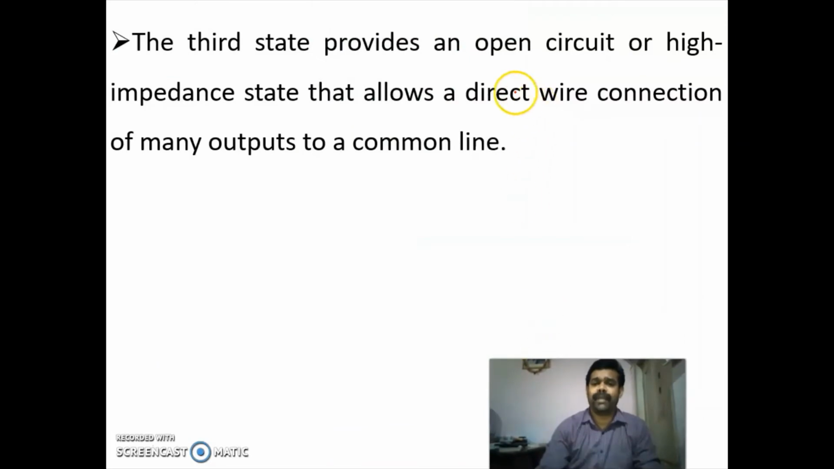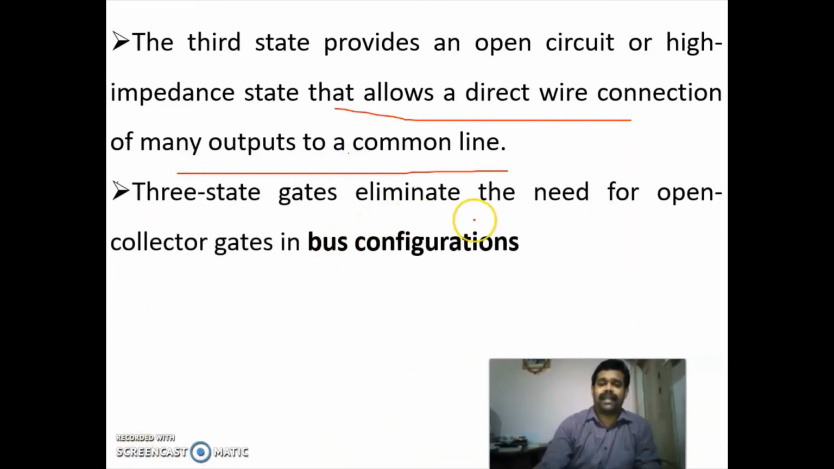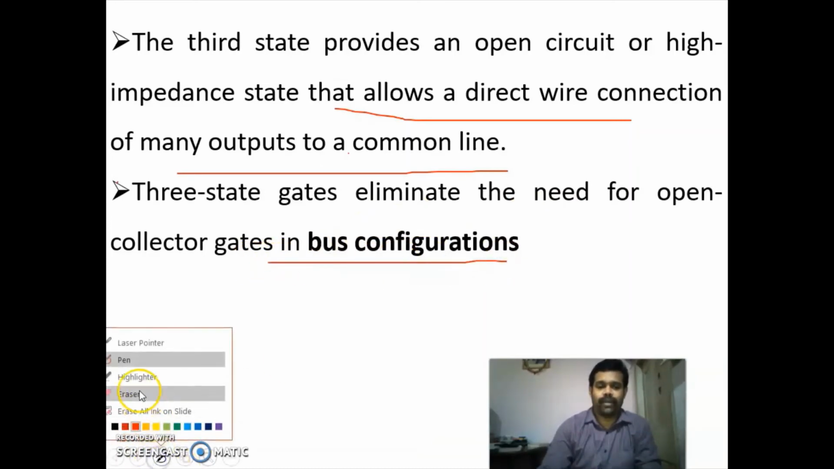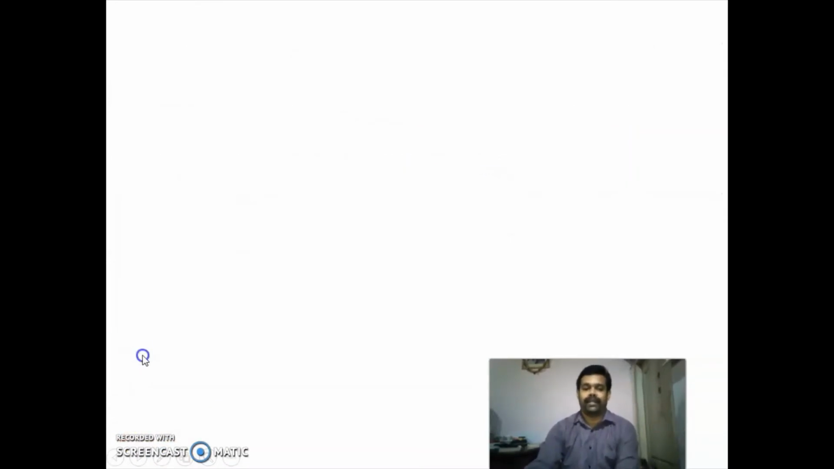The third state provides an open circuit or high impedance state that allows a direct wired connection of many outputs to a common line. The advantage of this third state is that you can connect the outputs of more than one gate together. So three-state gates eliminate the need for open collector gates in bus configuration.